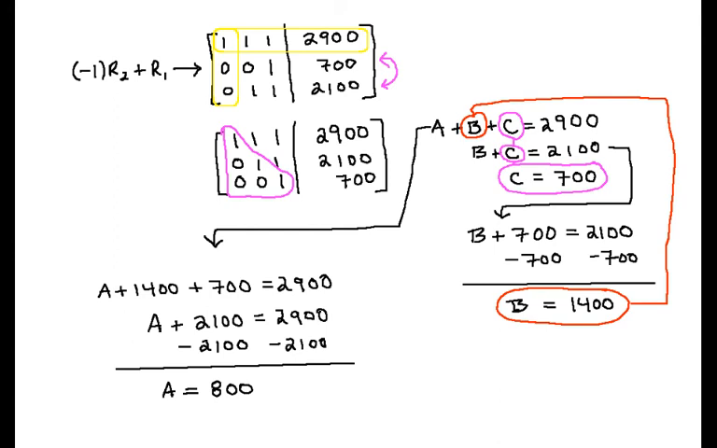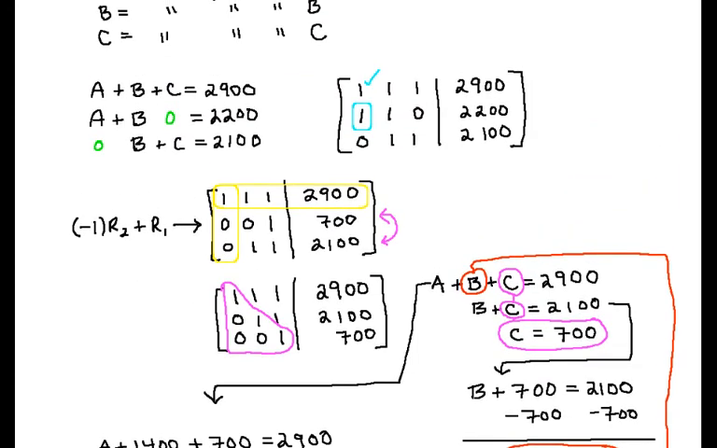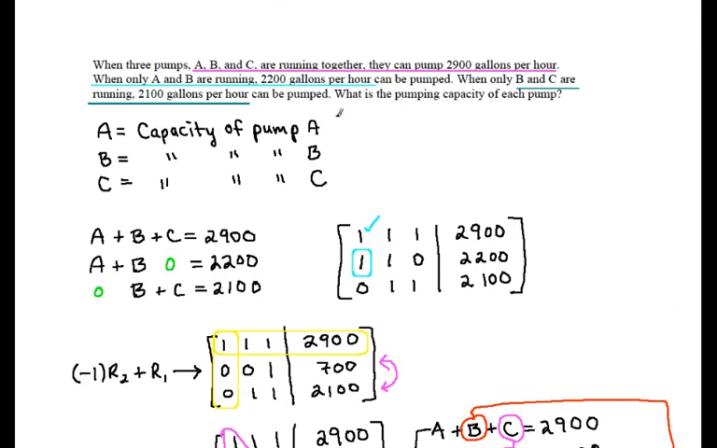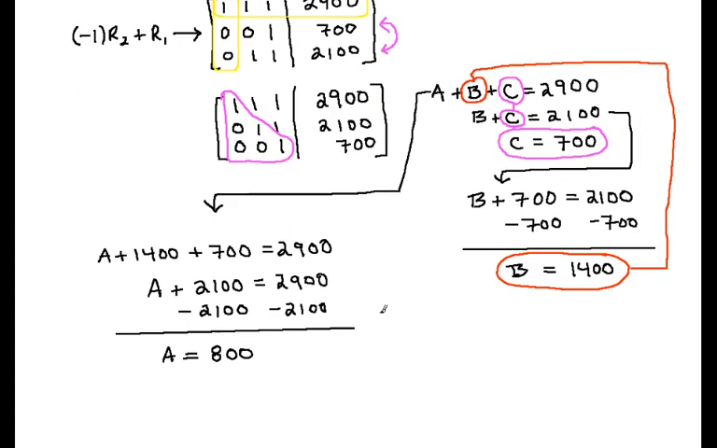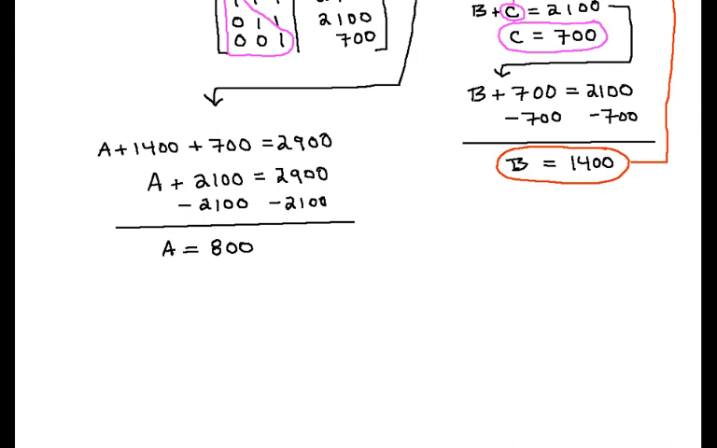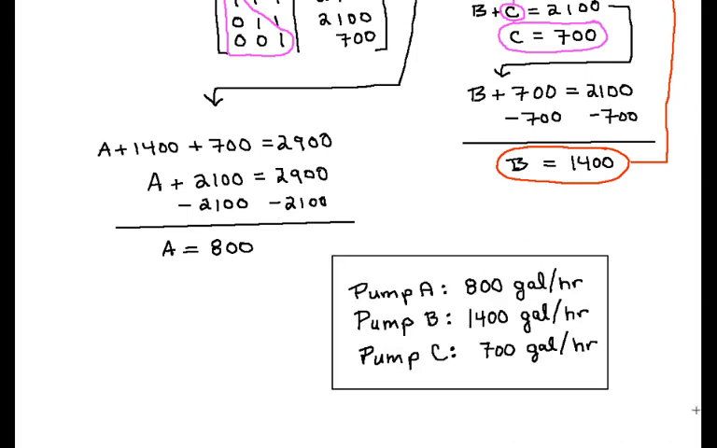So I should express my final answer. I have values for A, B, and C, but I should express my final answer with labels and units, since what we're talking about here is pumping capacity in units of gallons per hour. So let's go ahead and write up what that final answer should look like. So with labels and units, we have units for each of these pumping capacities, and we have labels by each one so that it's very clear which number goes with which pump.